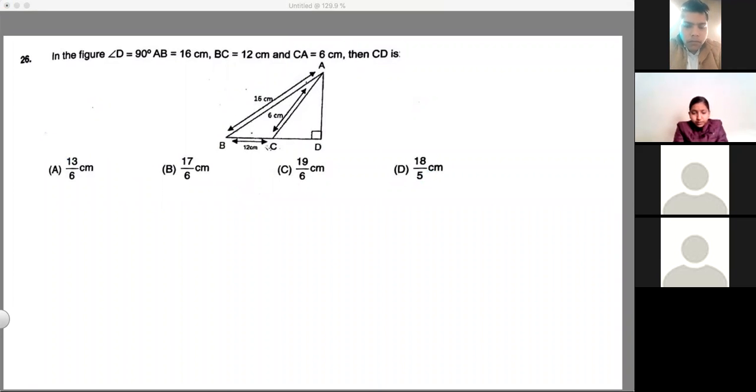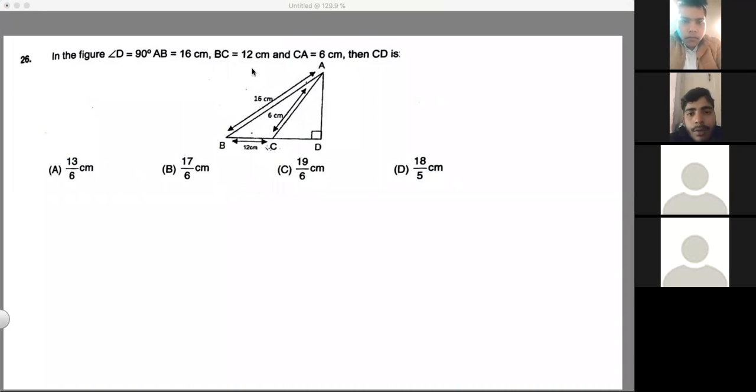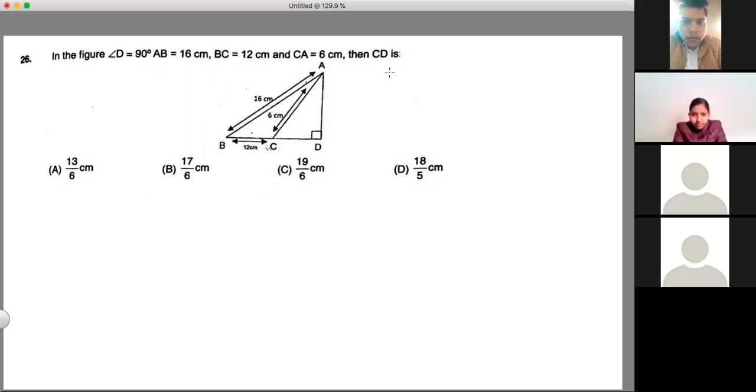In this figure, angle D is 90 degrees, AB is 16 centimeters, BC is 12 centimeters, and CA is 6 centimeters. Then CD is? How can we do this? It is very similar to the questions in heights and distances. How will we do it?